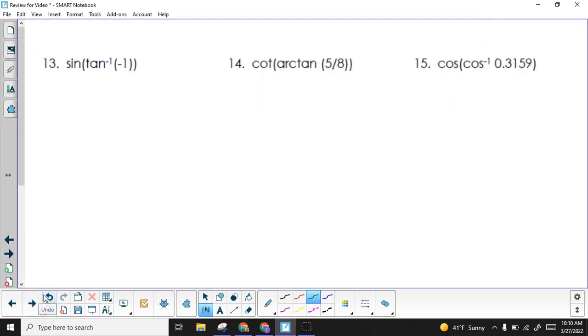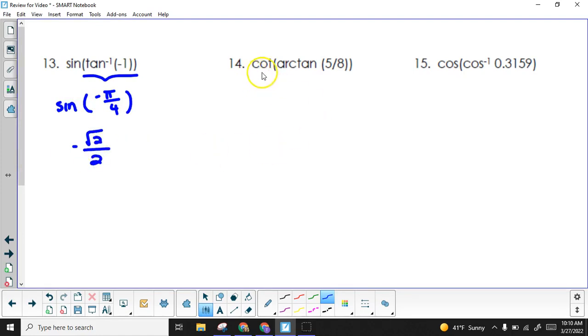For number 13, the sine of the inverse tangent of negative 1. So we're going to evaluate this, and then we're going to calculate. The inverse tangent of negative 1 is where our y and x values are equal, but one is positive and the other is negative. I think we already talked about that at one point earlier, and that is negative pi over 4. And then we evaluate the sine of negative pi over 4, which is just our y-coordinate, negative root 2 over 2.